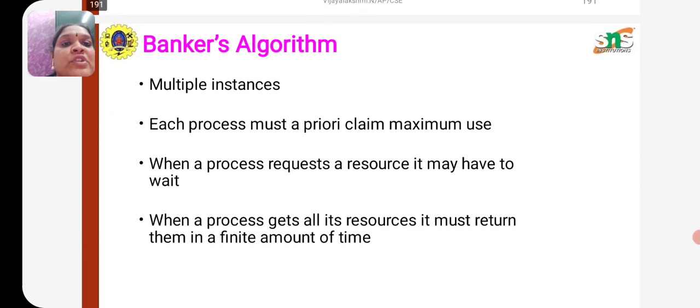So now we are going to see the Banker's algorithm, which will work for multiple instances. Each process must a priori claim maximum use. When a process requests a resource, it may have to wait. When it gets all the resources, it must return them in a finite amount of time. So this way the Banker's algorithm will work. Please ensure that the Banker's algorithm is used for multiple instances, and the resource allocation graph is used for single instances.